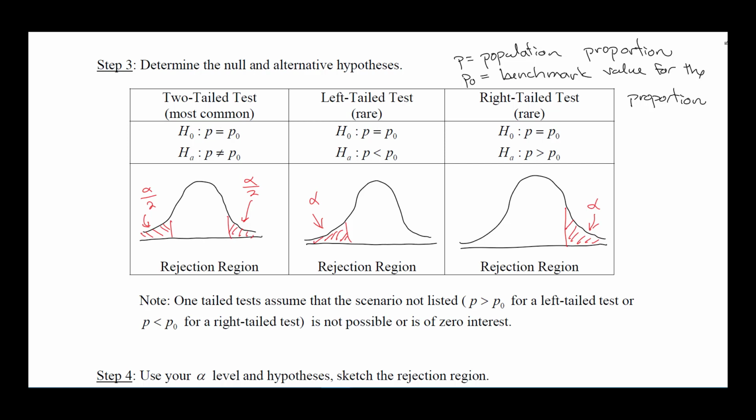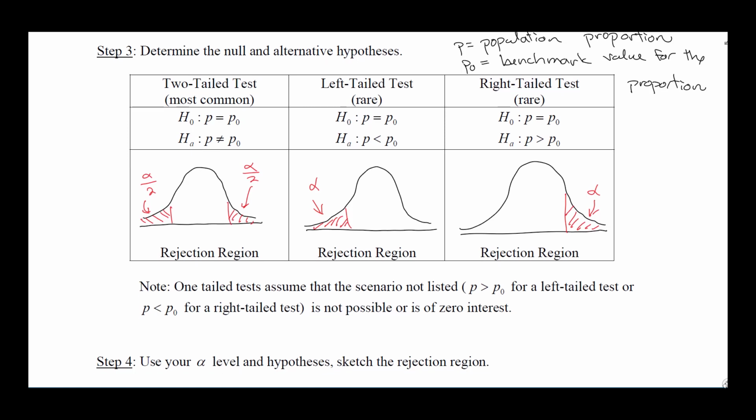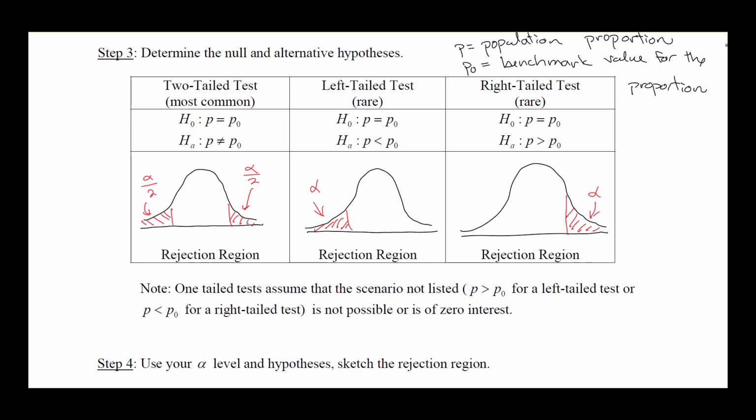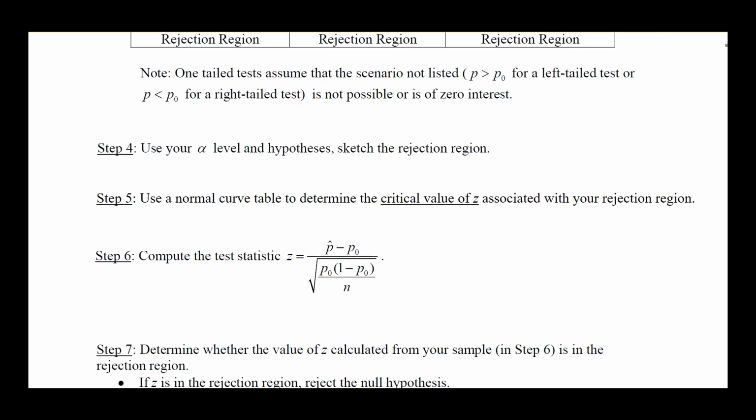So null hypothesis H0, remember this has always got an equal sign, and then the other one is some sort of an inequality, either a general two-sided inequality, not equal, or a direction. Once we have that, we use our alpha level and our hypotheses to sketch the region. Then we're going to use the normal curve table to figure out the critical value, and that critical value is going to be where our color changes from shaded to unshaded.